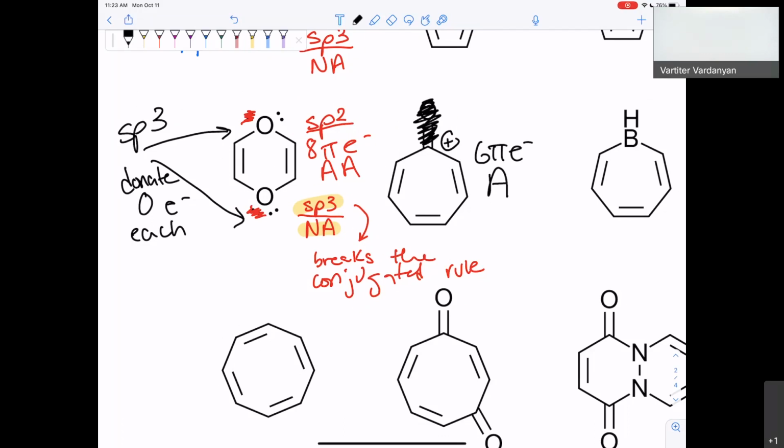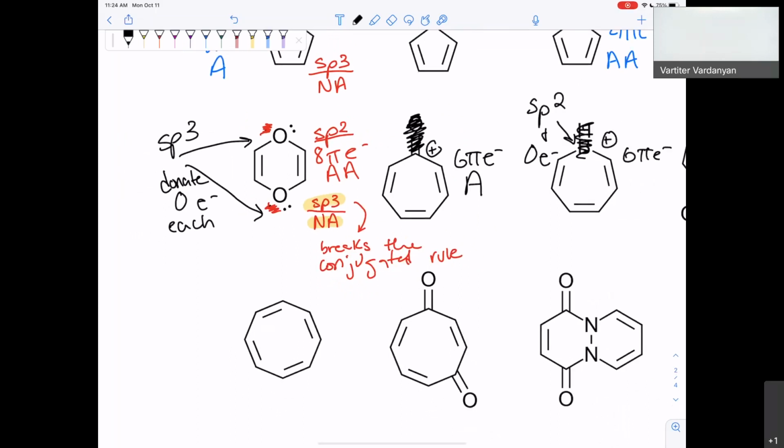And then what about the boron one? What's the hybridization of boron? It's always sp2. Cool. And then how many electrons? 0 electrons. So this one is also like a carbocation, so we're going to have the same exact answer as before, meaning this guy. So it is also 6 pi electrons. It's going to be aromatic.